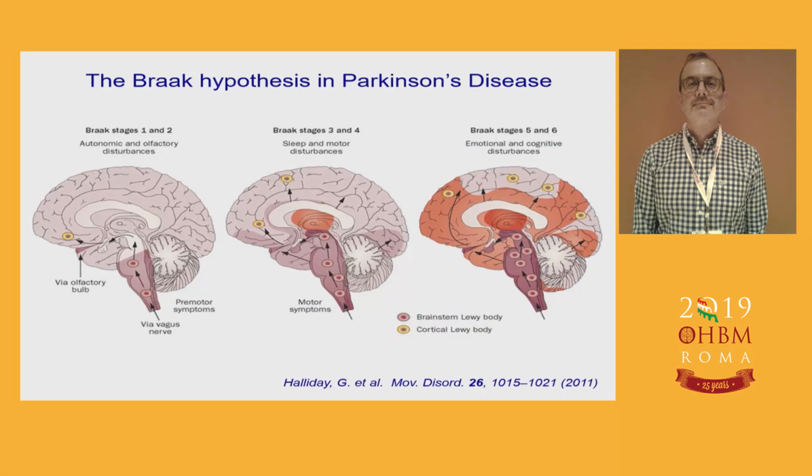So Braak suggested that Parkinson's disease was due to a stereotyped progression of pathology from the brainstem up into the subcortical areas and then up into the cortex in these stereotyped stages. And he predicted that it was caused by a toxic agent, and in fact even predicted that the toxic agent started in the gut, which we now know is almost certainly the case.